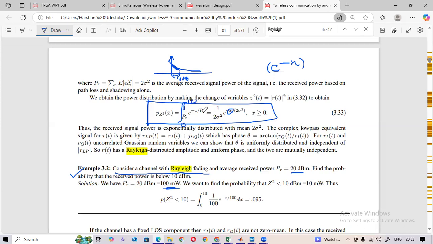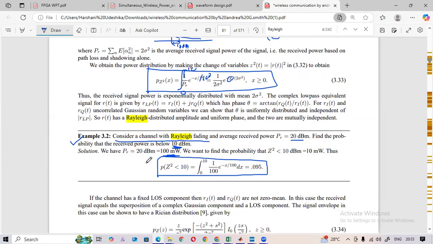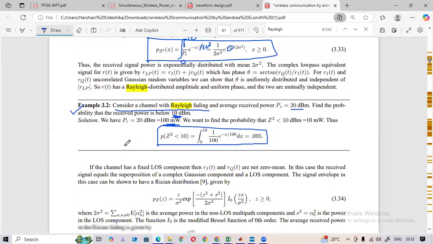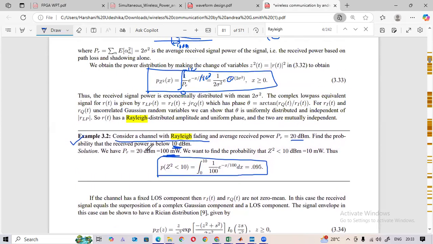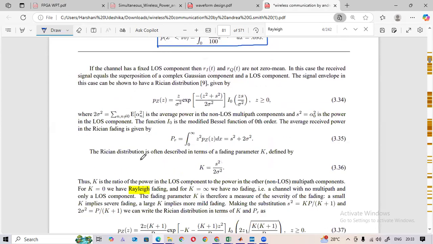So the PR will be 100 milliwatt and this also will be 100 milliwatt. So very easily you can find the probability of the power below 10 dB. So this is very easy. Just try this one. As I can remember, this kind of question also you will be having, so you can easily find that one also.